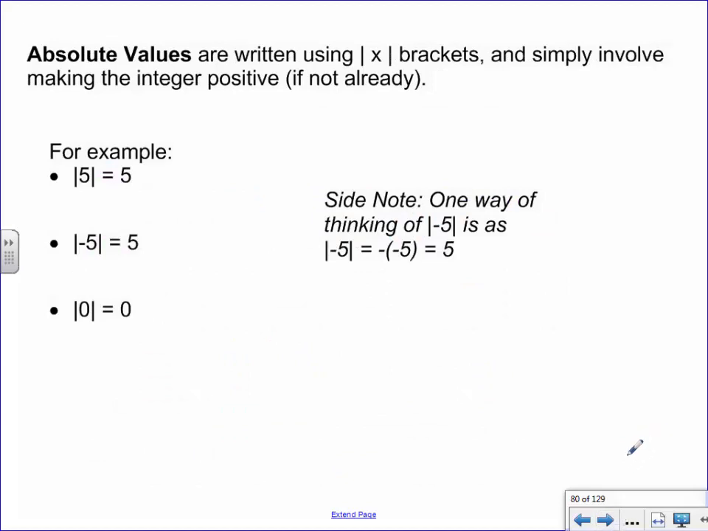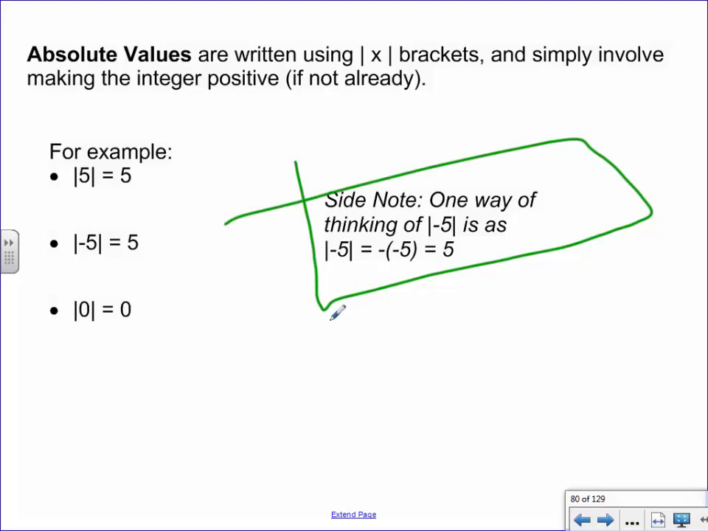So here are some more examples. If I give you the absolute value of 5, it's 5. The absolute value of negative 5 is 5. The absolute value of 0, by the way, is still 0. 0 is neither positive nor negative. Here's the point I need to make, though. Stay with me here.